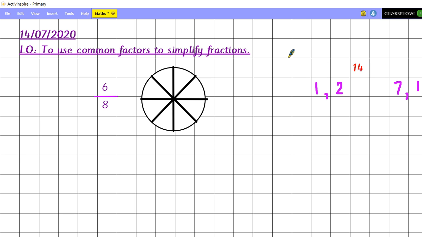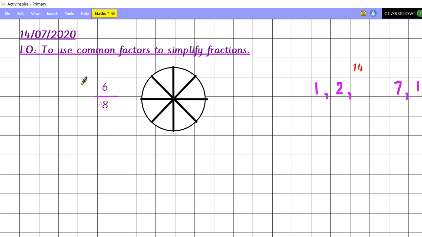Can we have 3? 3 doesn't go into it. 4. 4 doesn't go into it. 5. No, because it doesn't end in 5 or 0. And then what about 6? 6, 12, 18. No, 6 doesn't go into it. I could go on to 7. However, then I'm just going to get 7 and 2, and I've already got 2 and 7. So the factors of 14 are 1, 2, 7 and 14. Okay? So we need to remember that for when we come back to do this again in a second.